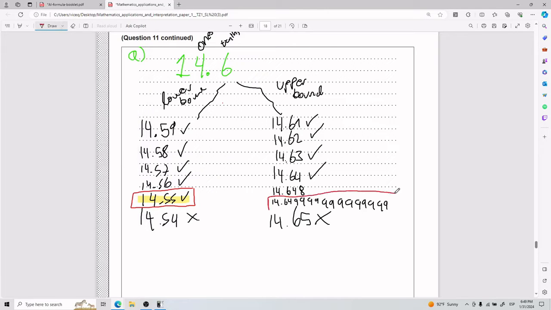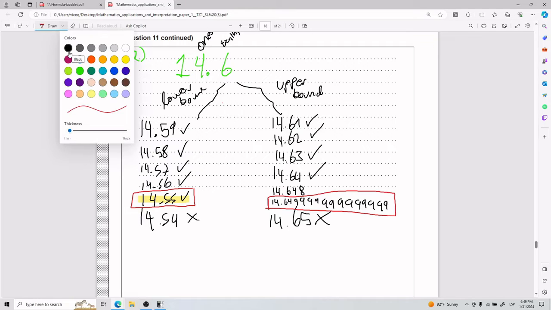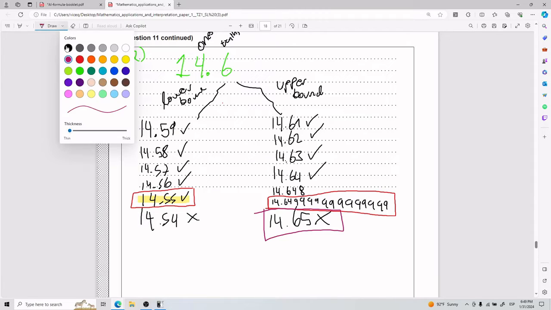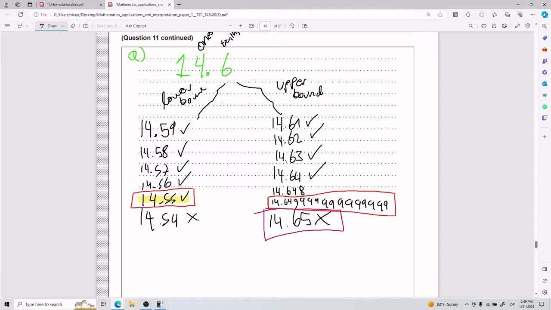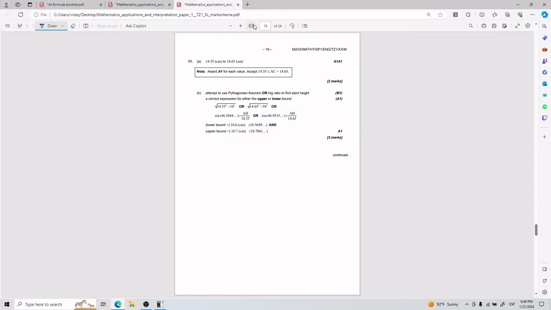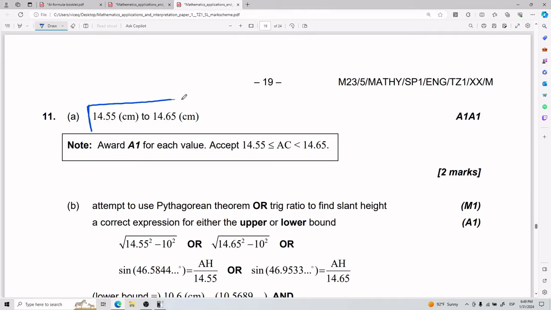The problem is that you can't really express that, and you actually have to express it as this guy here. And I know some of you are already telling me, what the heck? But I'm going to tell you the same back, because if you look at the answer key, it literally tells you from 14.55 to 14.65.